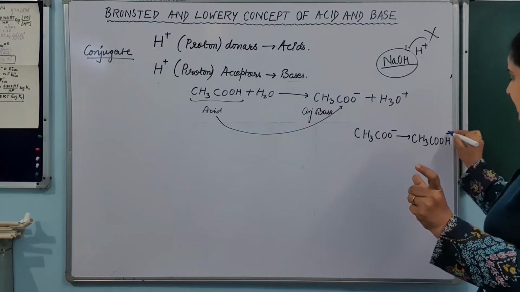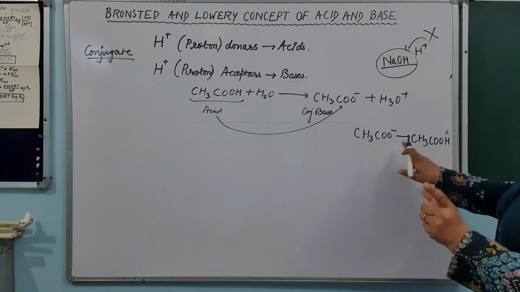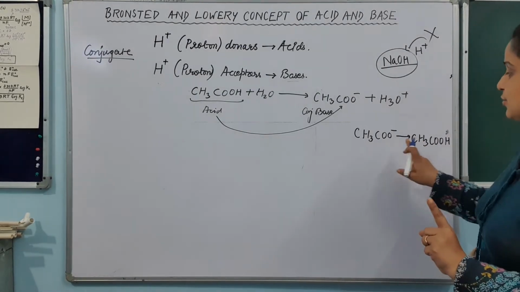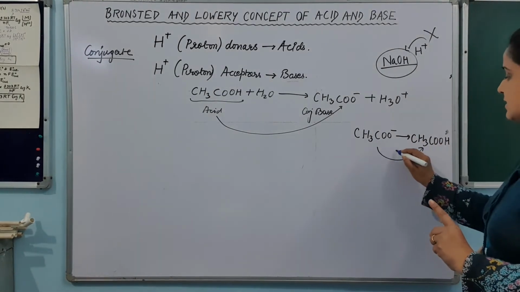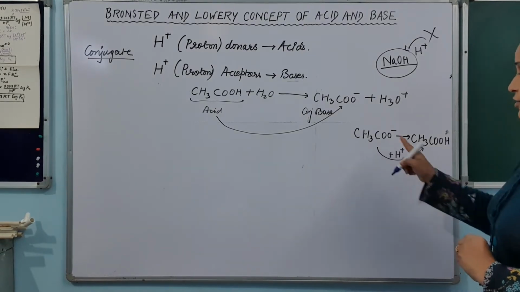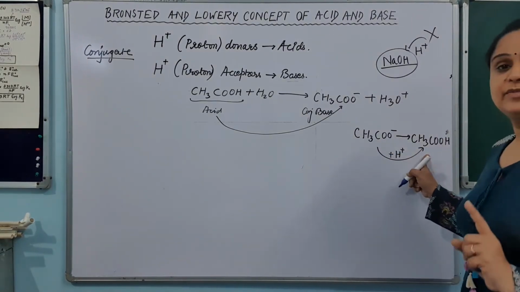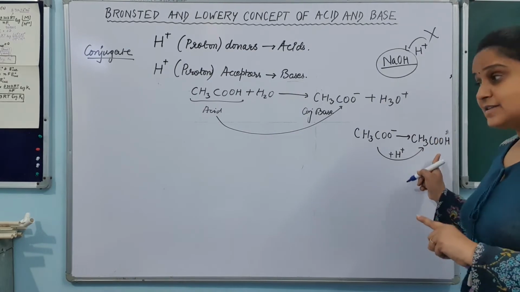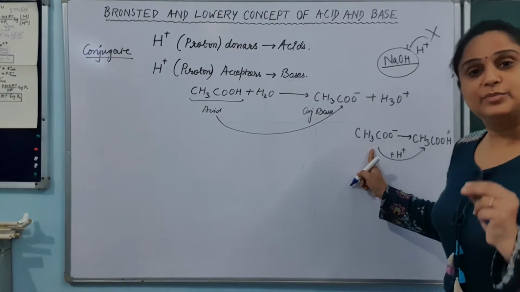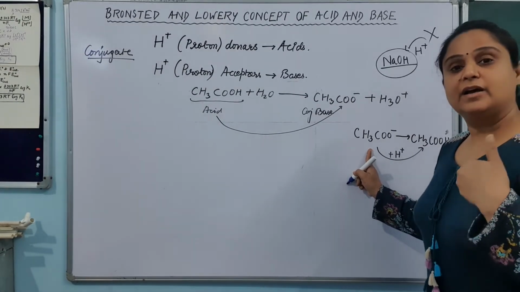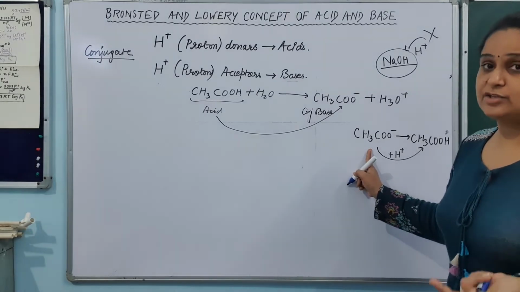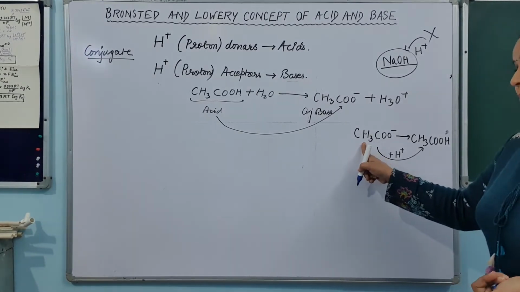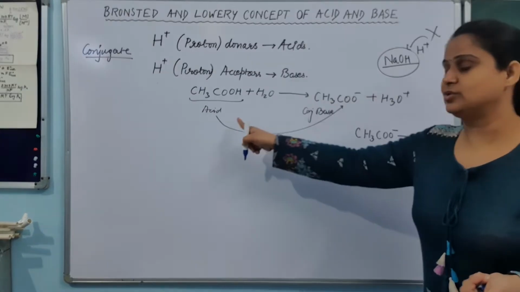CH3COOH. Just add H plus to it so that it will convert into acid. Add the H plus. So base को acid बनाने के लिए you will add H plus to it. Acid को base बनाने के लिए you will remove H plus या you will allow them to donate H plus ion so that they will convert into a base. So this is called acid and conjugate base.